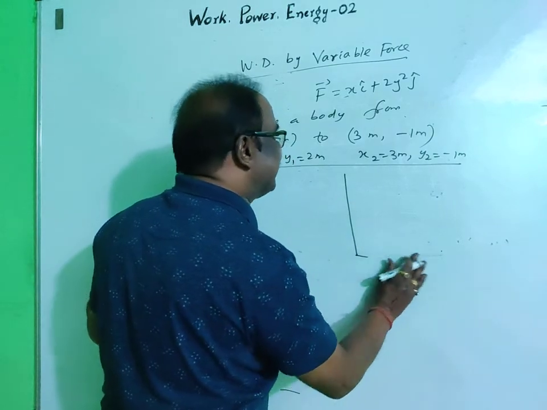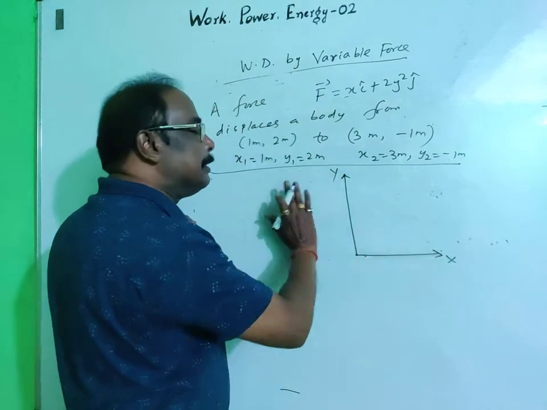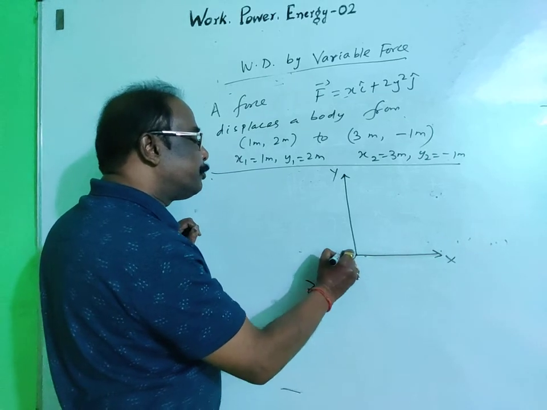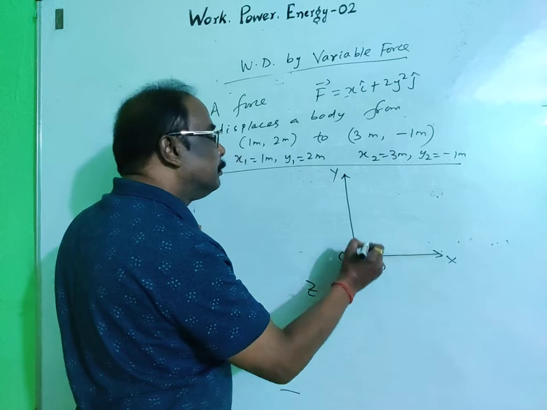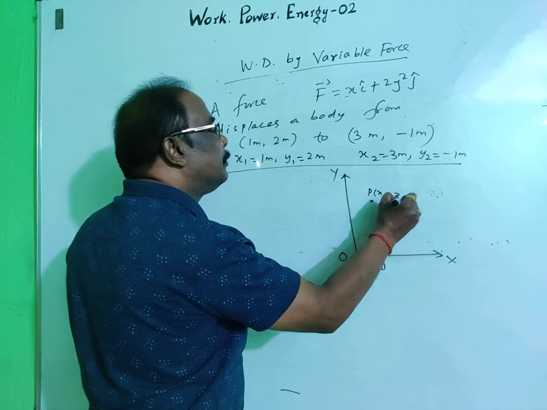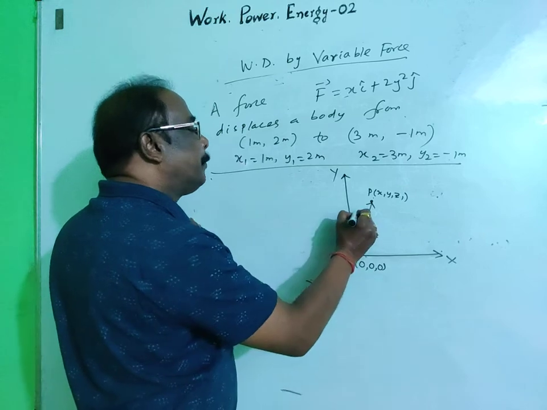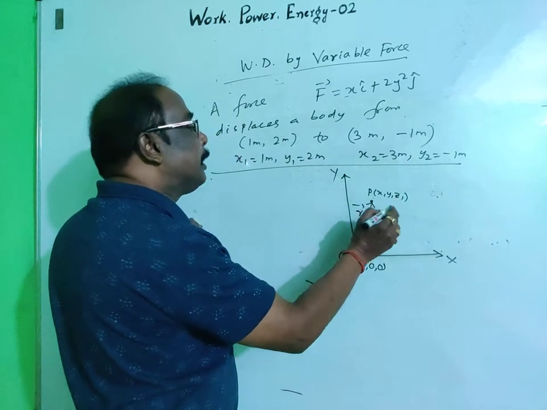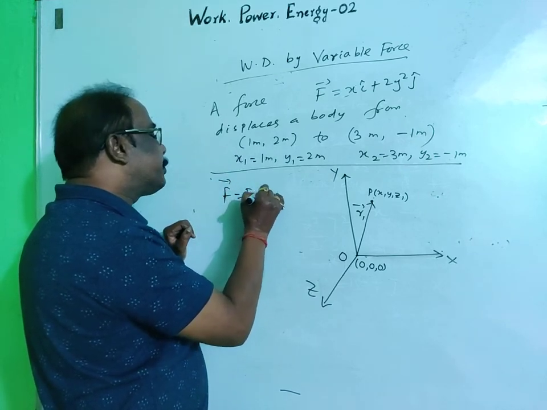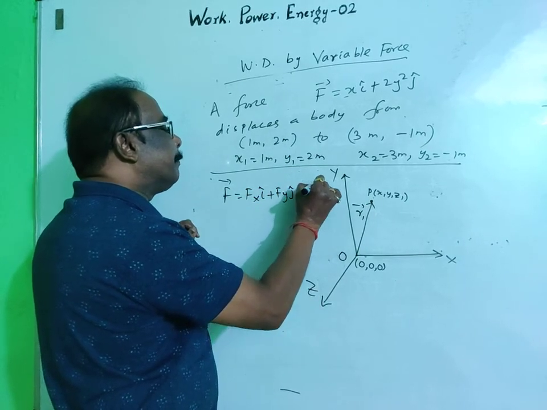Take a Cartesian coordinate system. This is the x-axis, this is the y-axis, on this plane, and this is the z-axis. This is the origin, coordinates are 0, 0, 0. Let initially the particle be at P, coordinates x1, y1, z1, and the position vector of the initial position of the particle is r1. Now a force is applied. I am showing the expression of the applied force. Applied force is equal to Fx I cap plus Fy j cap plus Fz k cap.